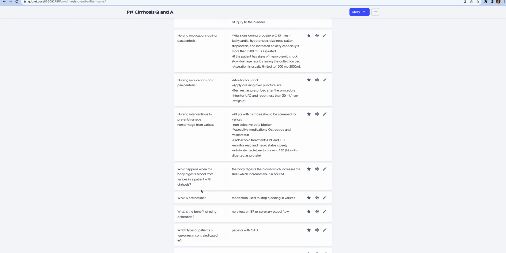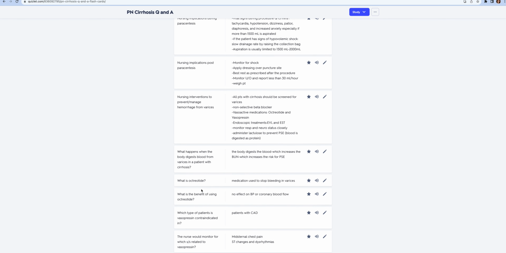Octreotide can be given to anybody, but vasopressin cannot be given to people with a history of coronary artery disease. So think of people that have had an MI, people with CAD. So you need to look at the history before you start one of those medications.